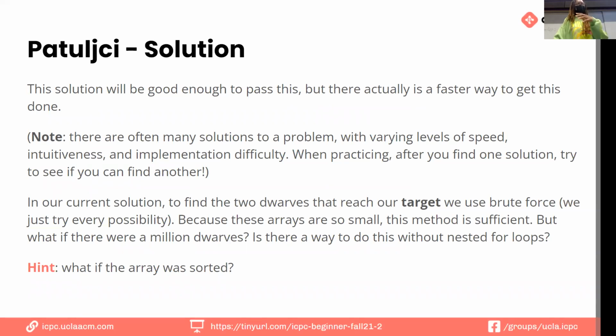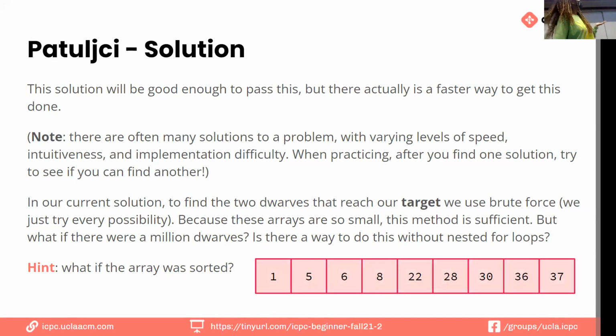So is there a way to do this, do you think, without using nested for loops? That is, in linear time complexity, or going through the array only once. A hint is: what if this array were sorted? It would look like this. I'm just going to give you 30 seconds to think about it.